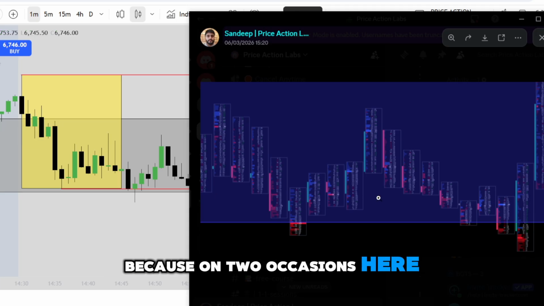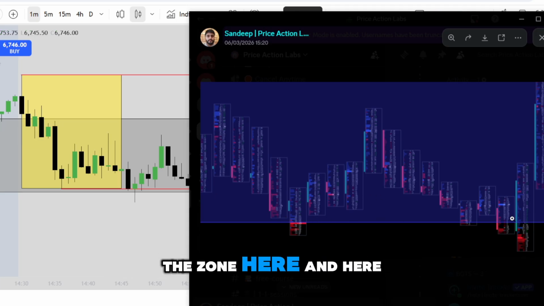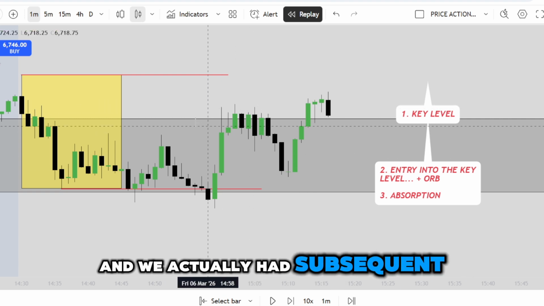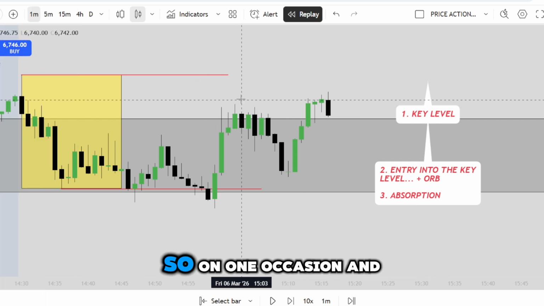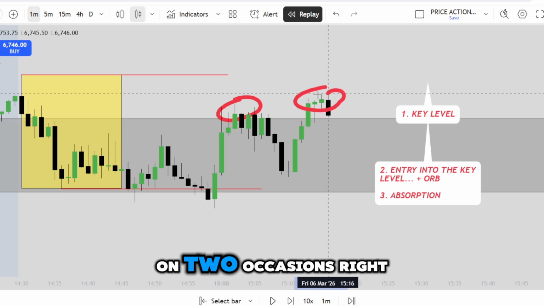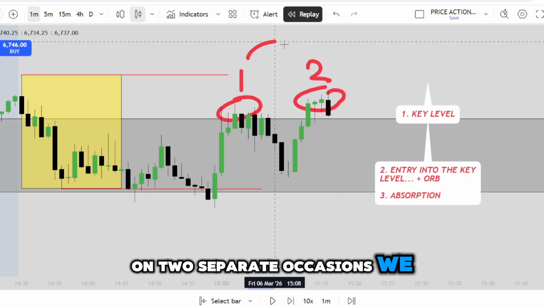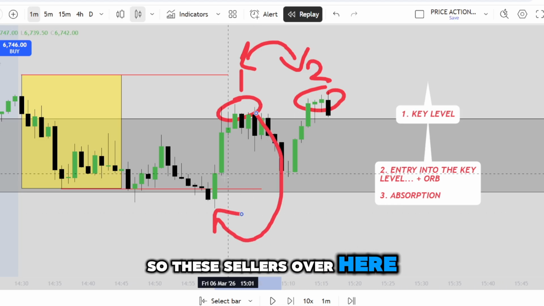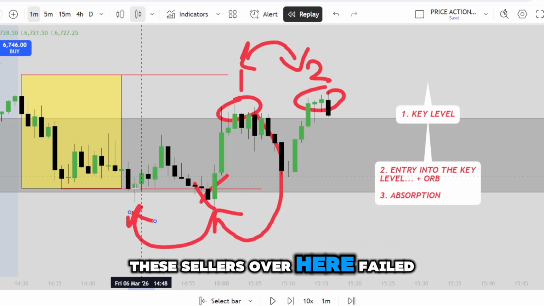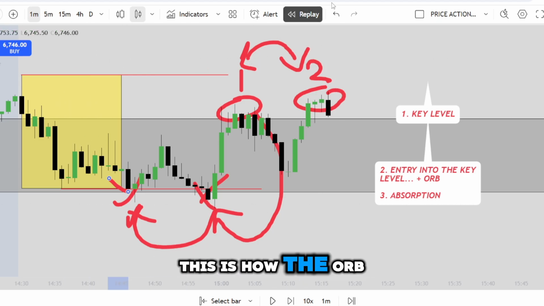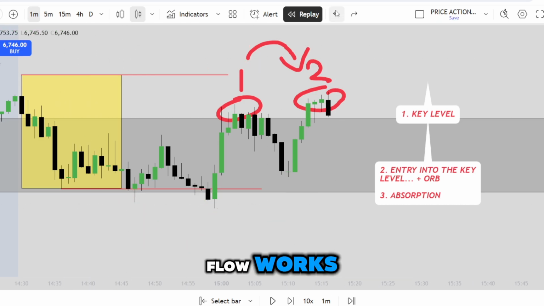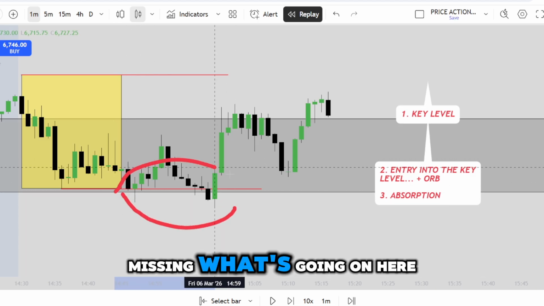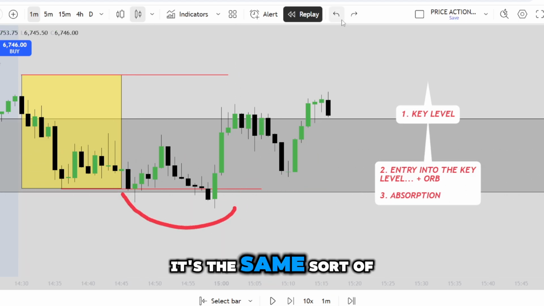On two occasions here, we couldn't break below the zone. We only wicked below the zones here and here, and we actually had subsequent higher breaks. On two separate occasions, we broke above the level. So these sellers over here failed. This is how the ORB works, and this is how order flow works. If you're confused about entries, it's because you're missing what's going on here, and also what's going on here. It's the same sort of thing.